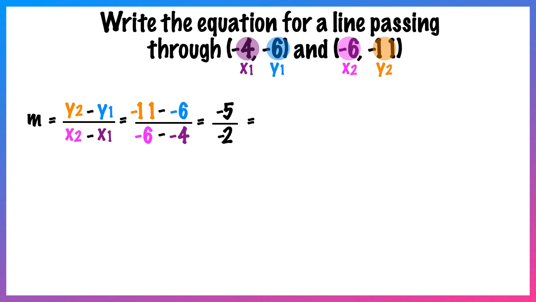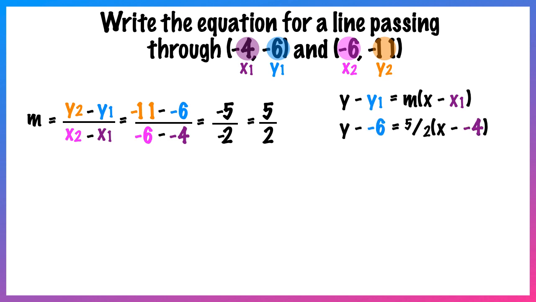We can simplify this because both the numerator and denominator have a negative, so those will cancel out, leaving us with 5 over 2. So we know our slope is 5 over 2, and we're ready to move on to writing the equation. Let's start with the point-slope form. Y minus y1 is equal to m times x minus x1. So we'll go ahead and plug in y1, m, and x1. That gives us y minus -6 is equal to 5 over 2 times x minus -4. Let's simplify those double negatives. So we get y plus 6 is equal to 5 over 2 times x plus 4. And that is my equation in point-slope form.